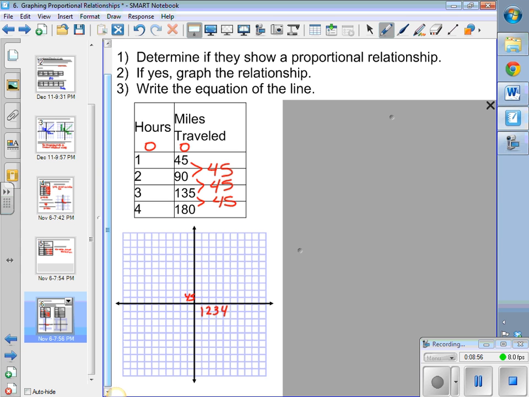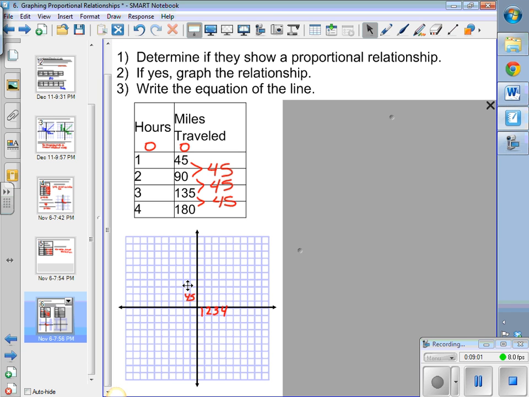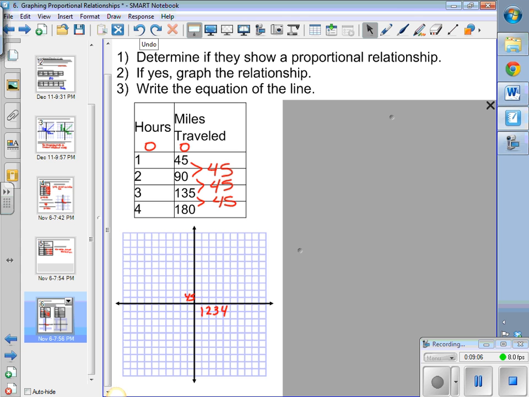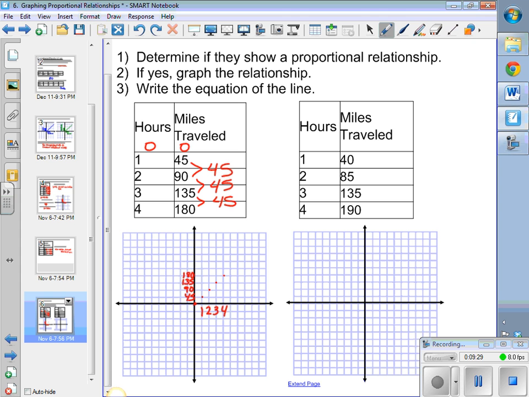So if I did 1, 2, 3, 4, 45, 90, 135, 180. Okay, those are kind of close. So anyway, I've got my straight line. That's what it looks like. Next one, let's change the colors.